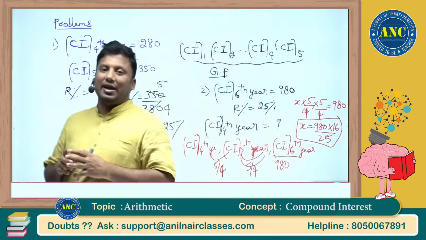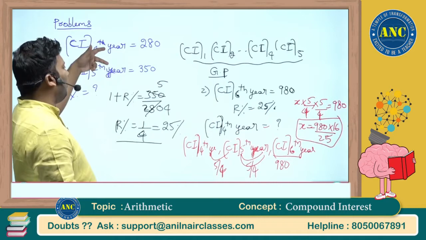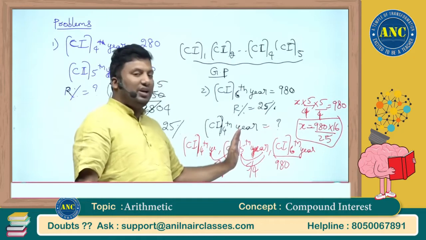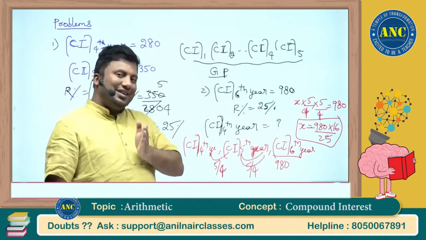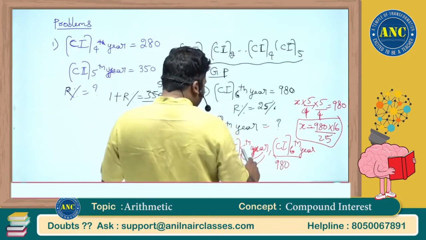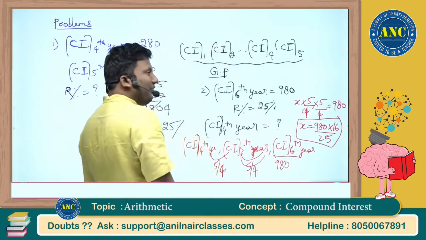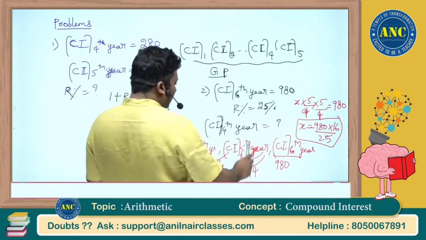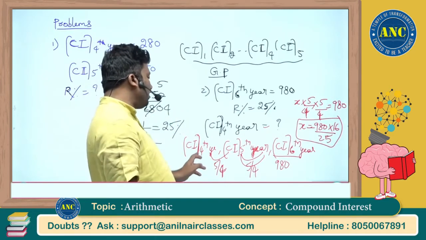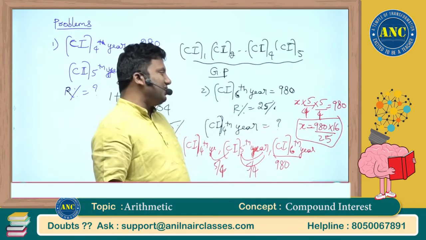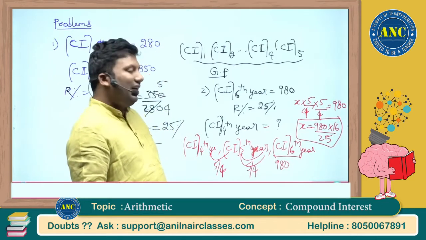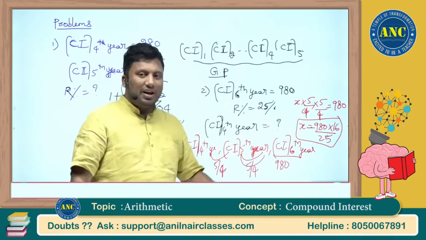So if the difference between particular years is only 1 year, the scaling factor is directly 1 plus R percentage. From the 4th year to the 5th year to the 6th year, the CIs are in geometric progression. This is 980. The common ratio is the scaling factor, R percentage more: 1 plus 1 by 4, 5 by 4. So this value into 25 by 16 is 980, so that value will become 980 into 16 by 25. I hope the idea is clear.